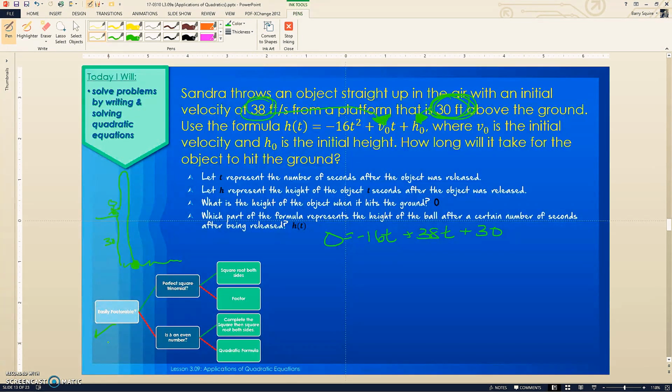Is B an even number? Yeah, B is an even number. So I could take half of that, which is 19, and then square that. Well, at first I'd have to move that 30 over and square it. And 19 squared is 381. So I don't want to deal with those big numbers.